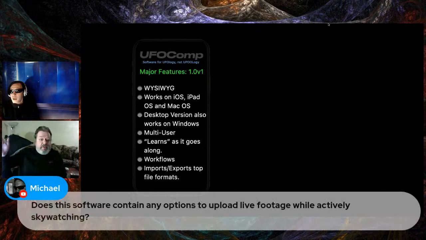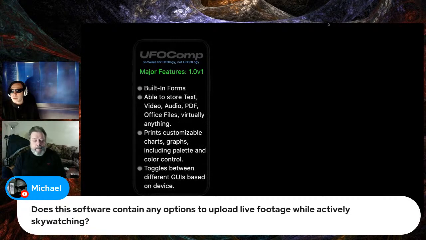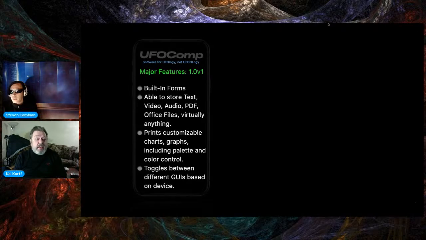Of course, if you see something, here's a good question. You should know, Cal, Michael runs this sky watching organization, and he even gives people free telescopes to try to get people looking and finding UFOs and things. So he's asking, does the software contain options to upload live footage while actively sky watching? Yes. In fact, it can be on the internet, or it can be off the internet, meaning I gave it the ability because I had to have it myself.